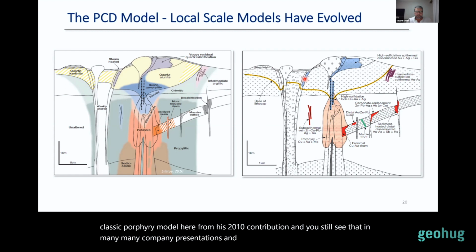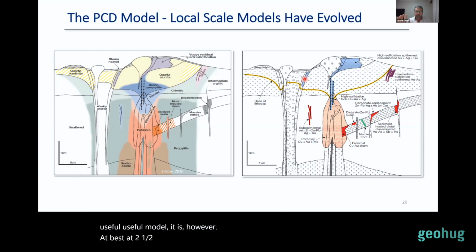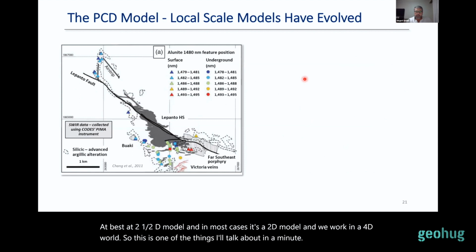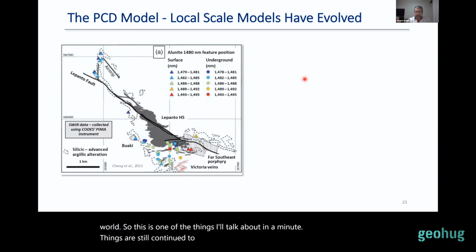An extremely useful model. It is, however, at best a 2.5D model, and in most cases it's a 2D model, and we work in a 4D world. So this is one of the things I'll talk about in a minute. Things have still continued to move on, even though that 2010 model is the one we see probably most commonly. But subsequent to that, we've seen work that's given us a sense of how to navigate within the lithocap environment from the temperature and geochemical zonation patterns we see there.